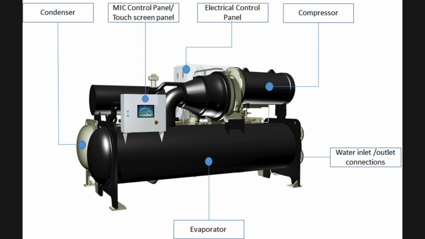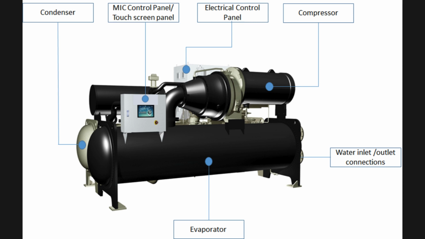Q. What is an evaporator? A. An evaporator is a heat exchanger that absorbs heat from a liquid or gas. In a chiller, the evaporator absorbs heat from the surrounding air, causing the refrigerant to evaporate into a vapor. Q. What is an expansion valve? A. An expansion valve is a device that regulates the flow of refrigerant to the evaporator. The expansion valve ensures that the correct amount of refrigerant is available for heat absorption.